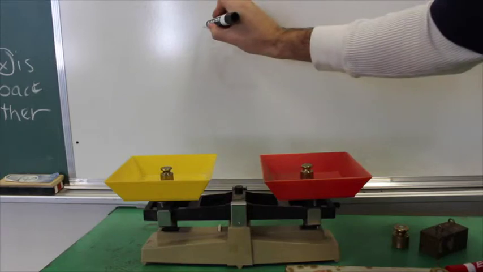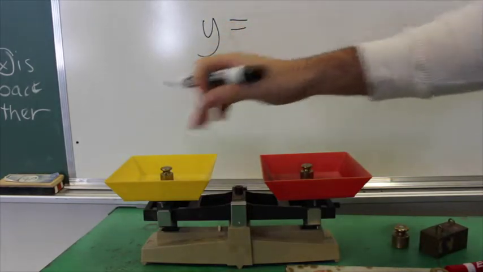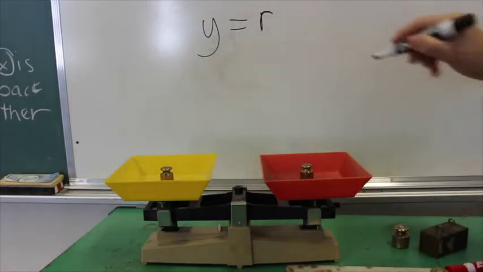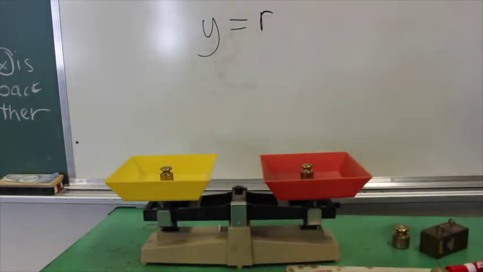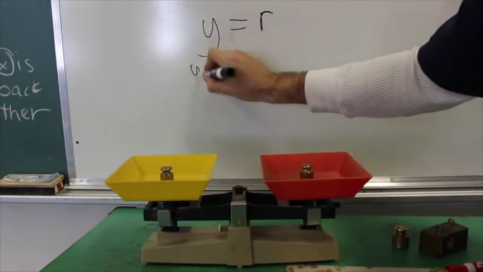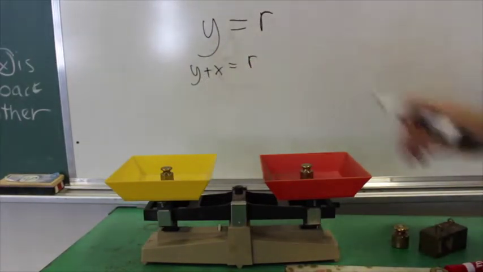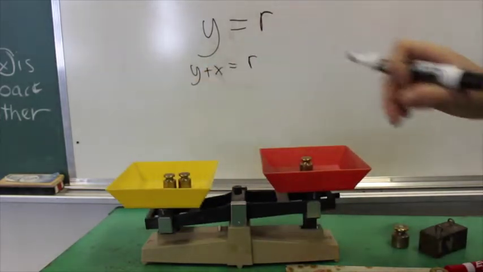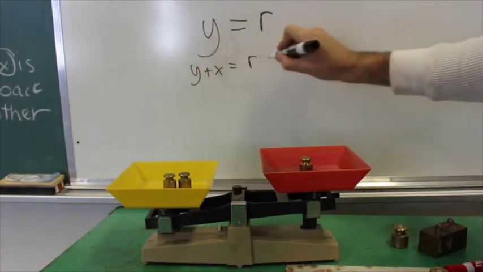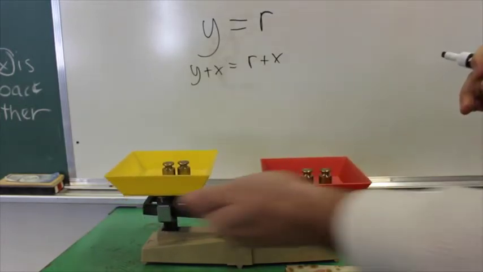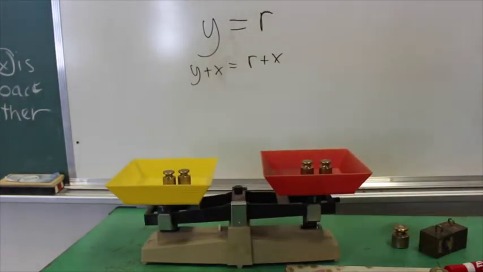So here, in the yellow, I'm going to call that y, whatever I have in there. And whatever I have in the red, I'm going to call that r. We know these rules pretty well. If we're solving for an unknown, or manipulating an equation, we could add something, let's call it x. If we add something to one side, and we want them to be equal, we have to add the same amount to the other side. And then they're equal once more.